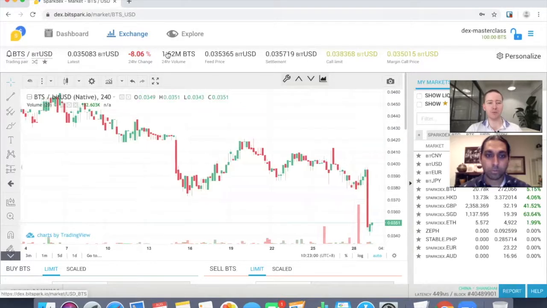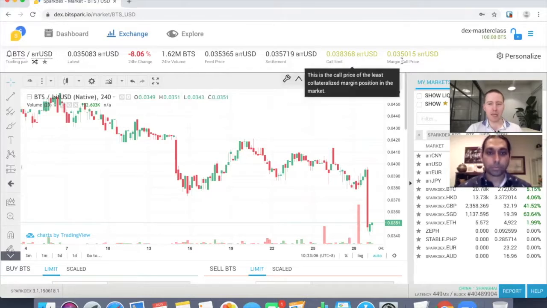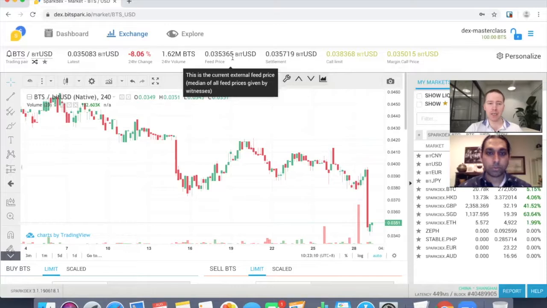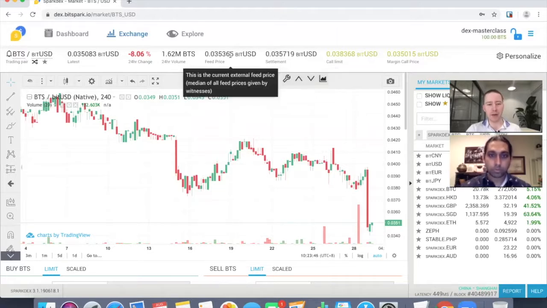So, and that's what the volume will be quoted in. Now you've got some of these other indicators here, which are not going to be relevant for every different pairing on the DEX, because they actually correspond to BitUSD itself. Here on the DEX, we can clearly see the price that you lock up your BitShares at is quoted here. If you just mouse over it, you can see the current external price feed.